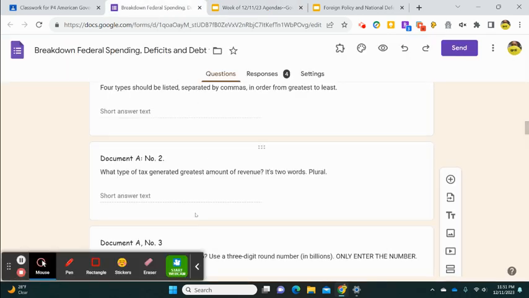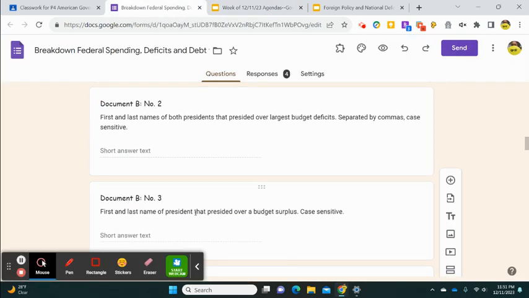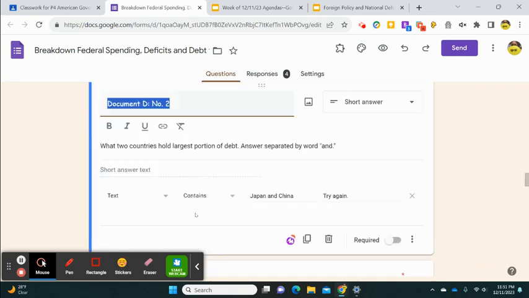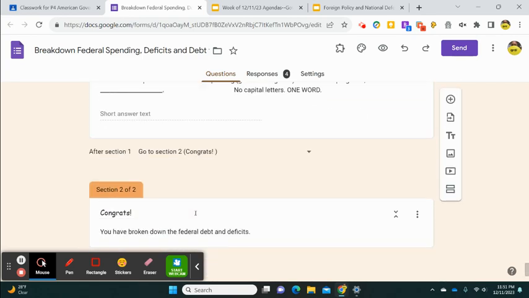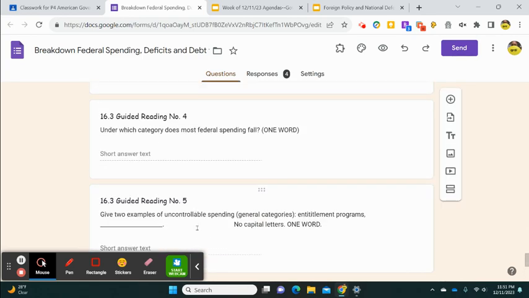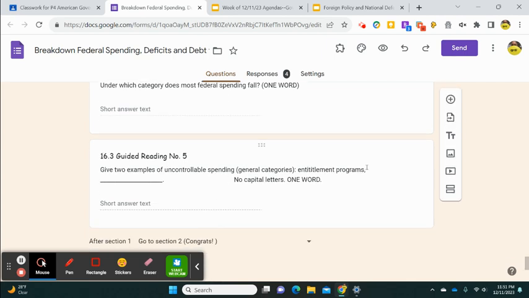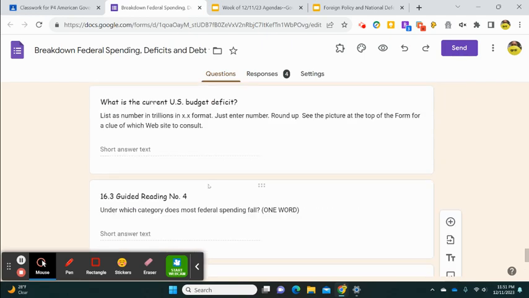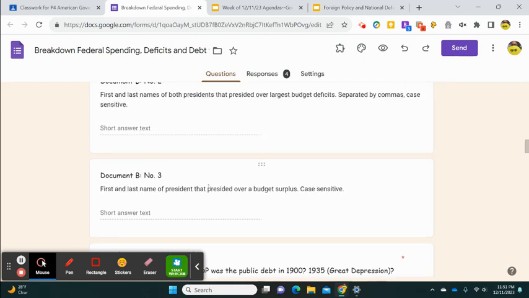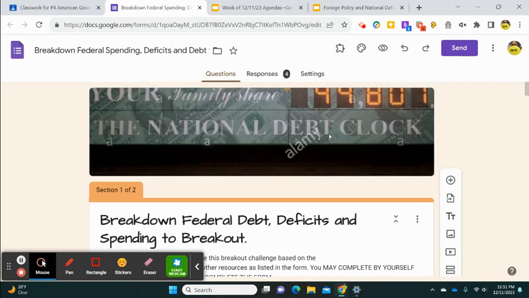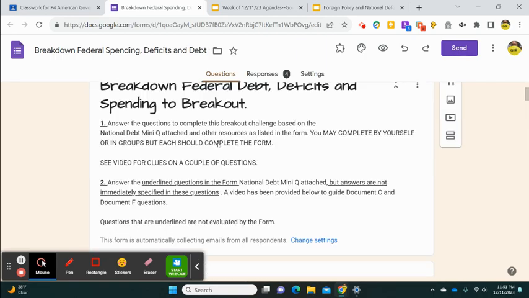So, federal debt, deficits, and spending breakdown. I've kind of explained this already. Some of these questions require you to answer exactly as the form requires. Remember that the last two, Sarah asked me yesterday, what do these categories fall into? One word: the general category for this, and then the two examples of uncontrollable spending. I already gave you entitlement programs. What's the other one that it would fall into? And then when you're looking for the debt and the deficit, do a search for this.